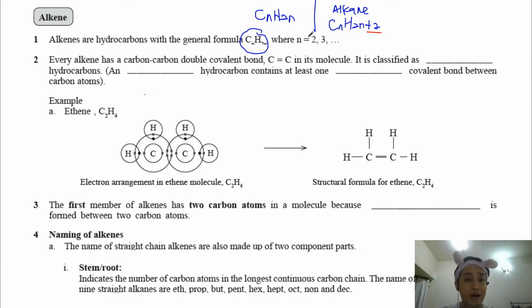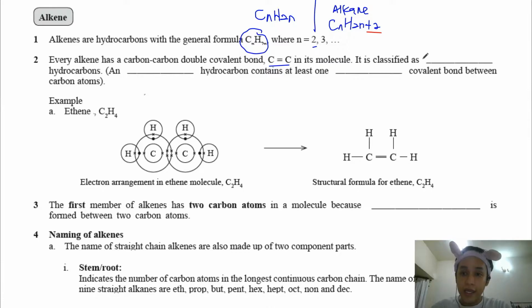Alright, so for alkene, we start with 2 carbons. There is no 1 carbon alkene. Alkane starts with 1 carbon, but alkene starts with 2 carbons. There's a reason for this. And remember, how do we know whether it's alkene or alkane? All alkenes will have the double covalent bond, or in short, the double bond.